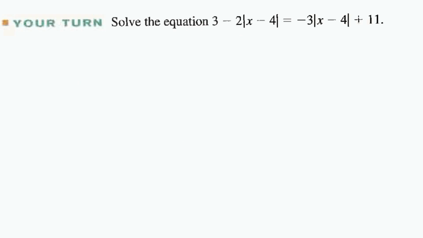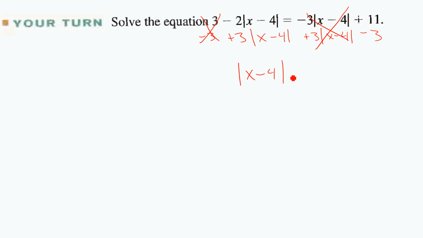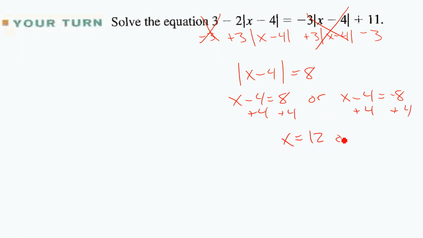All right, give it a shot. All right, what are we going to do? We're going to add 3 absolute values of x minus 4 to both sides. So those will cancel out. And we'll subtract 3 from both sides. So those cancel out. I'll end up with the absolute value of x minus 4 equals 8. So x minus 4 equals 8, or x minus 4 equals negative 8. Add 4 everywhere. And x equals 12 or negative 4.